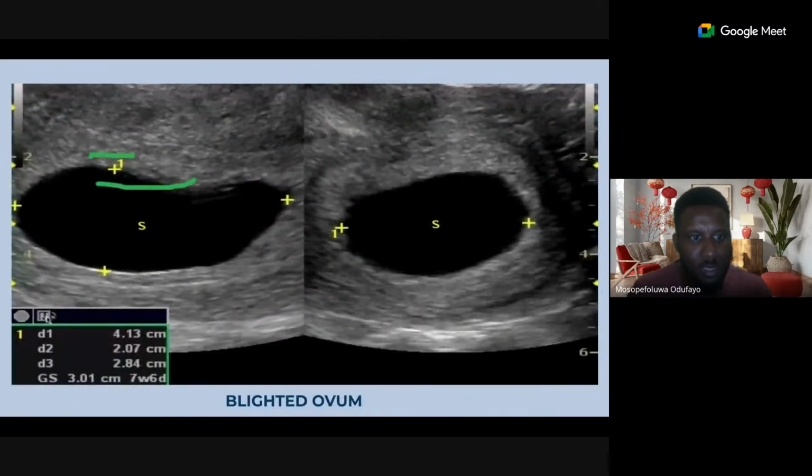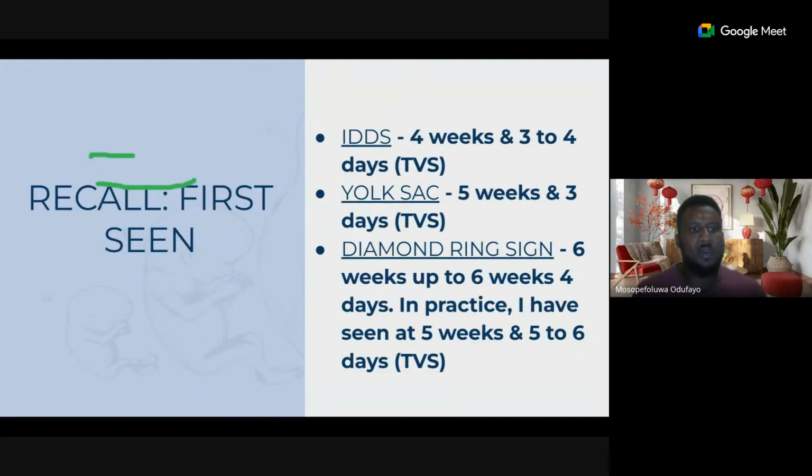So look at this again. So what can we see here? We take the mean sac diameter, longitudinal, AP, transverse. Look at the average. The average is 3.01 centimeters. That's 30 millimeters. Is 30 millimeters greater than 25? Yes, it's greater than 25. What's our diagnosis? Blighted ovum. Simple. Good. So now we have discussed every important thing.